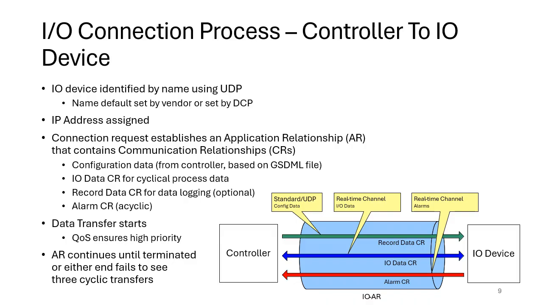So this is where your GSDML file comes in, and this is where you tell the I/O device what modules it has and what the configuration for each module, and potentially each channel in that module, actually does. That's set at startup, or possibly whenever the system is initialized. For example, it might be when you stop your PLC and go to run mode. Every time you go to run mode, that record data communication relationship is sent again.